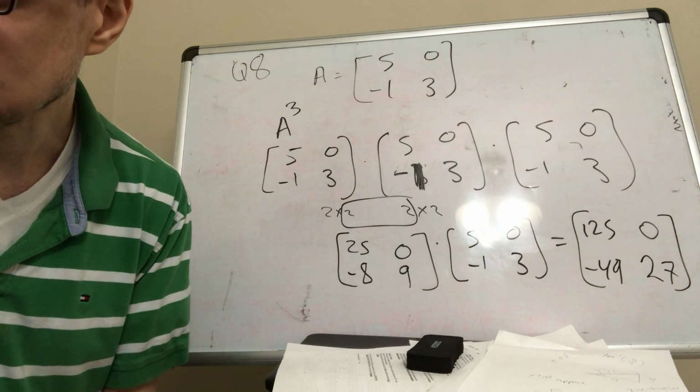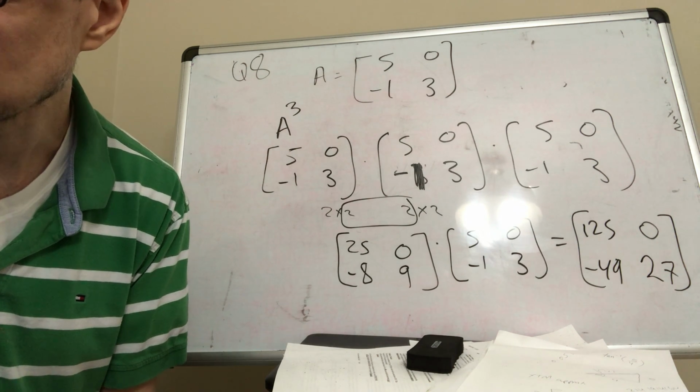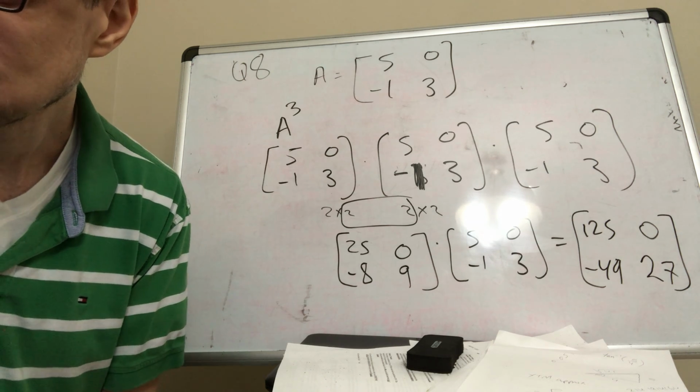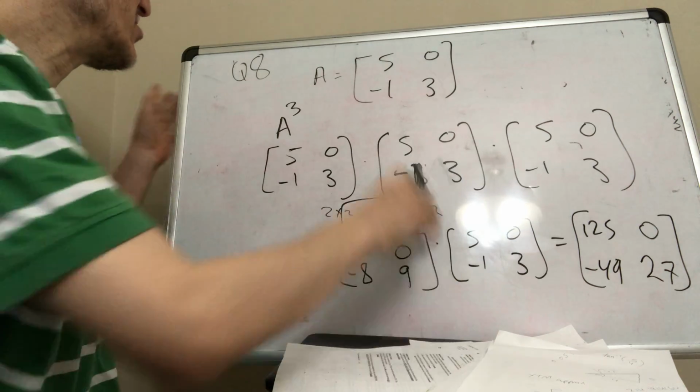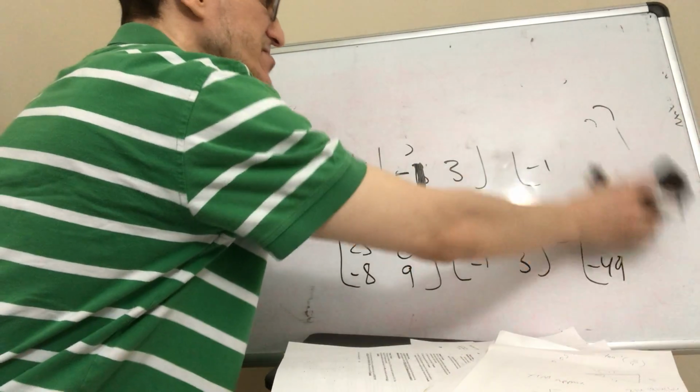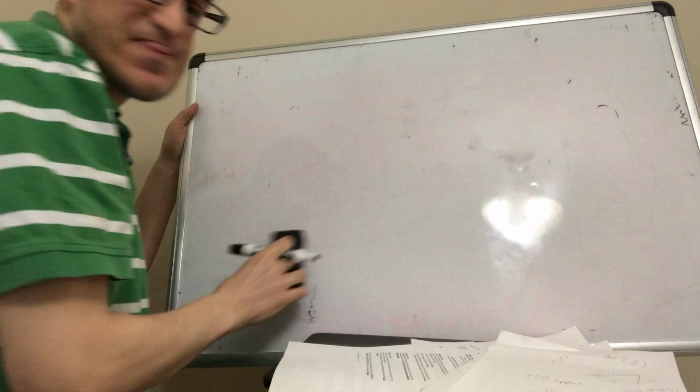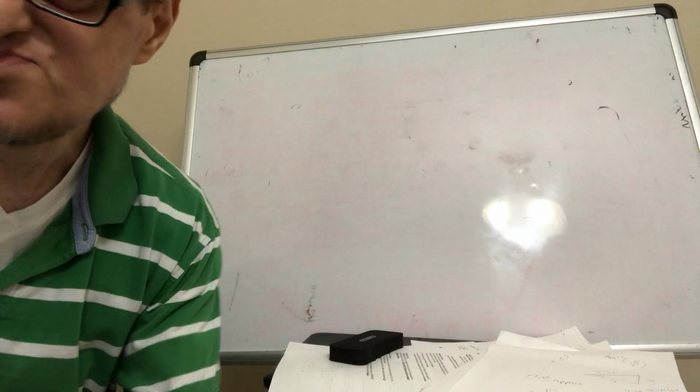Question 9, a silly question. You've seen it so many times. If you see question 10, it will take me forever to write it on the board. But it's a product. It's a product rule.